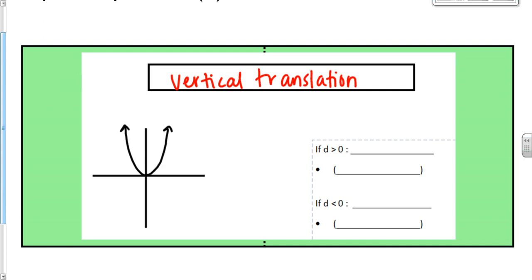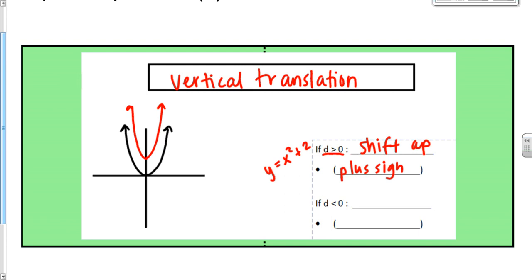So if that's my parent function, if d is greater than 0, that means it's going to shift up. It's not going to get wider or skinnier, it's just going to shift up. Okay, and that is when you have a plus sign. That hasn't changed. So an example would be like y equals x squared plus 2. Okay, the other alternative would be for it to be a minus sign, right? And that would be shifting down. Okay, so for example, y equals x squared minus 4. So it would be like down here.